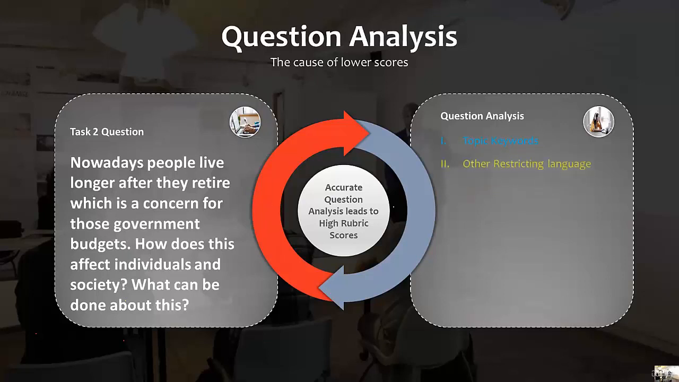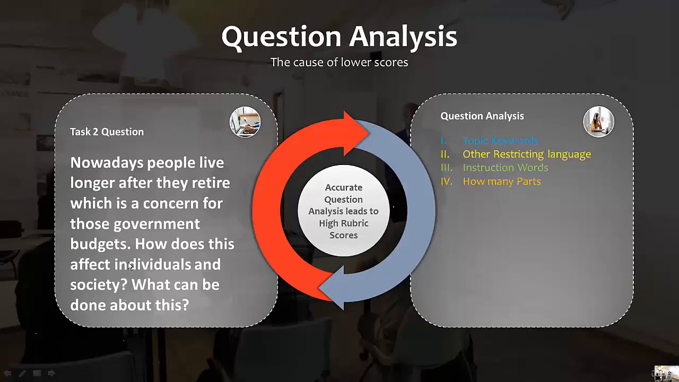When we talk about what's involved in a proper analysis, we're talking about recognizing the topic keywords, the other restricting language of the question, the instruction words, and how many parts there are to a question. So if we look at this question over here on the left: Nowadays, people live longer after they retire, which is a concern for those who manage government budgets. There's a word missing.